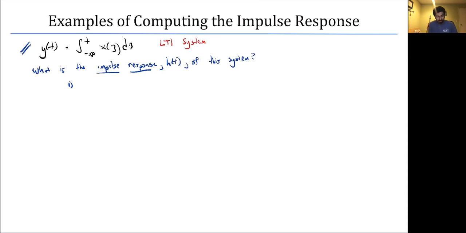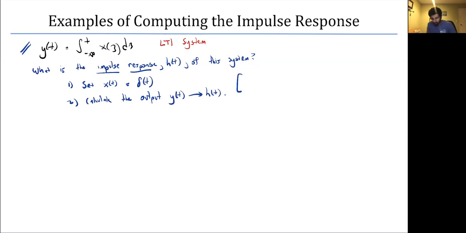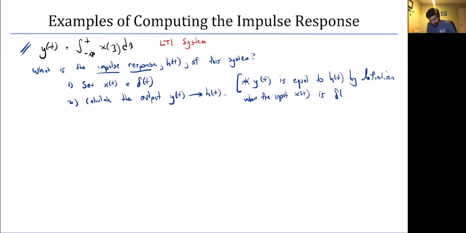Impulse response. It's the response of the system to an impulse. So what we can do is we can set x of t to equal delta of t. Okay. And then we simply need to calculate the output. So in this particular case, if I calculate the output y of t, this output is actually going to be h of t. Why? Because y of t is equal to h of t by definition when the input x of t is delta of t.